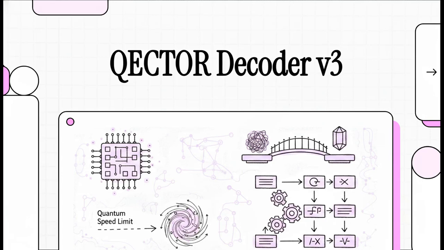Welcome to this explainer. Today, we're diving into something absolutely critical for the future of computing. We are exploring QVector Decoder v3, which is an incredible piece of software addressing one of the most significant engineering bottlenecks of our time. It is all about bridging what is known as the quantum speed limit and laying down the essential software infrastructure we literally have to make fault-tolerant quantum computing a reality.